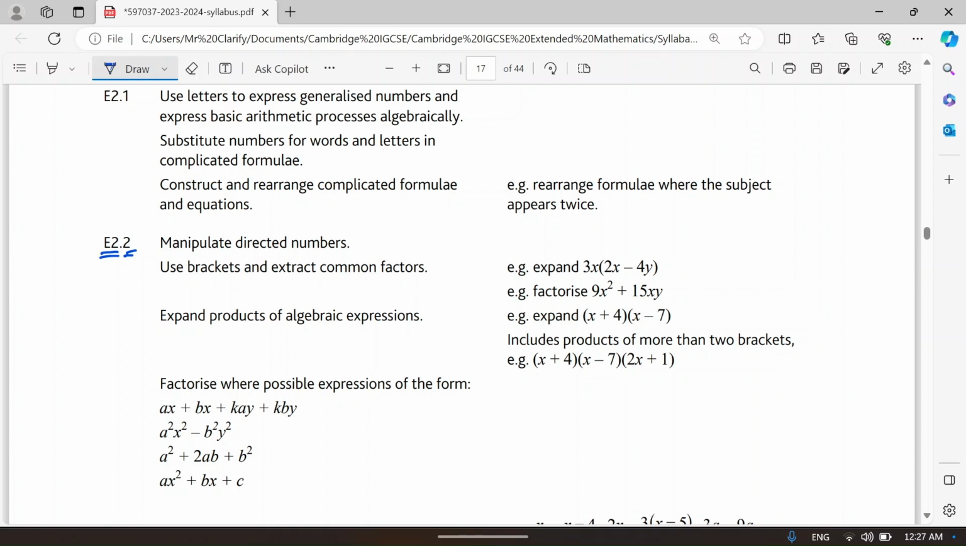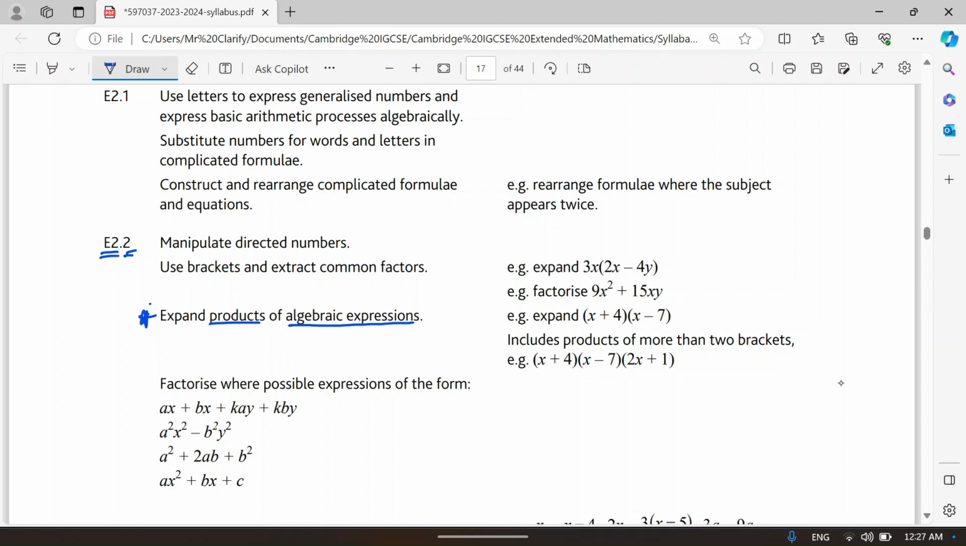So here it says manipulate directed numbers. That's another thing. Here it's saying use brackets and extract common factors. That's another thing. I want us to focus on this third point: expand products of algebraic expressions. Again, what is an expression?